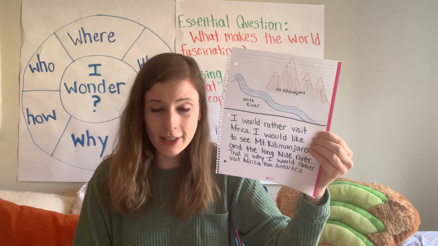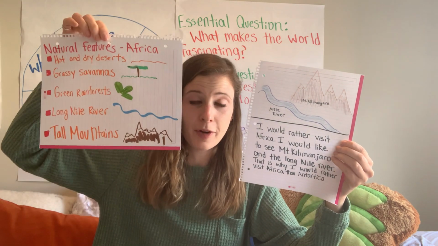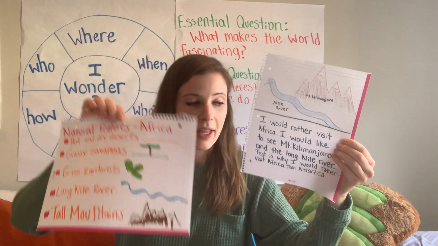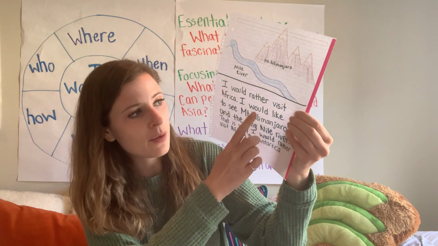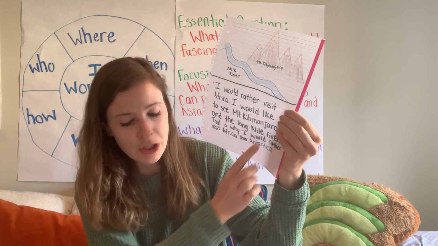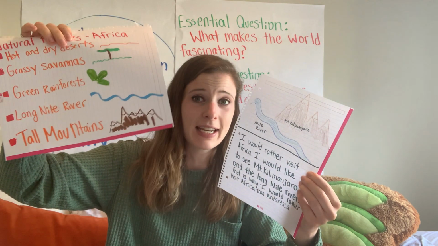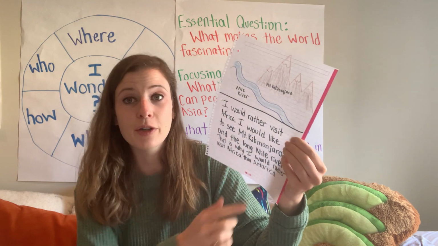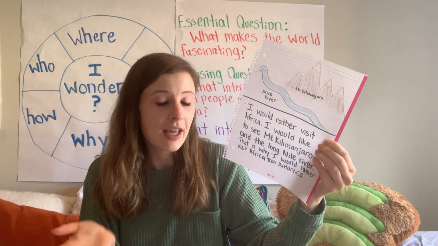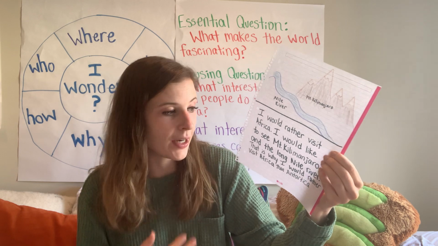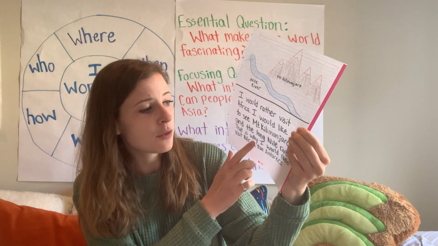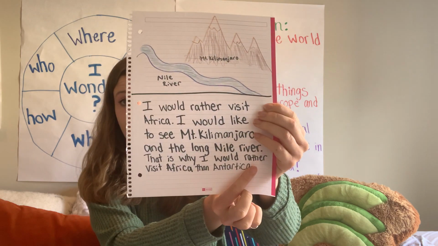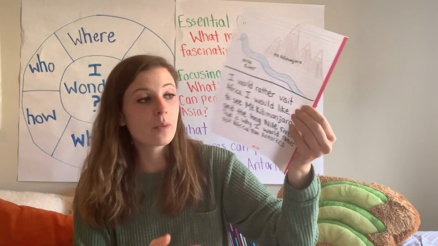And then I looked at my natural features from Africa and I picked which ones I would really like to see. And I wrote, I would like to see Mount Kilimanjaro, because I remembered that was the name of the really tall mountain, and the long Nile River. So there were two really interesting ones to me that I wanted to write. That is why I would rather visit Africa than Antarctica. So that's what you're going to do.